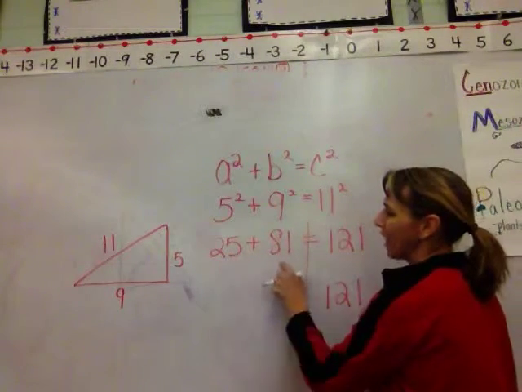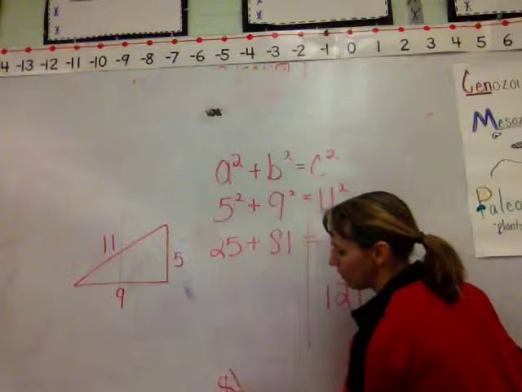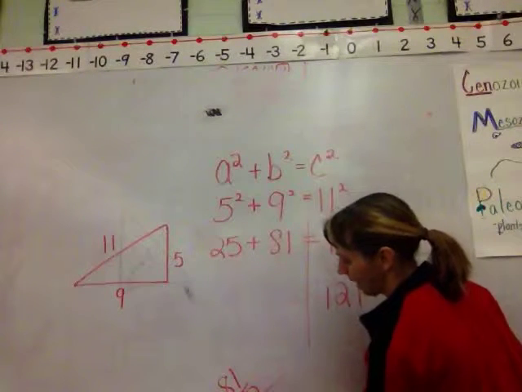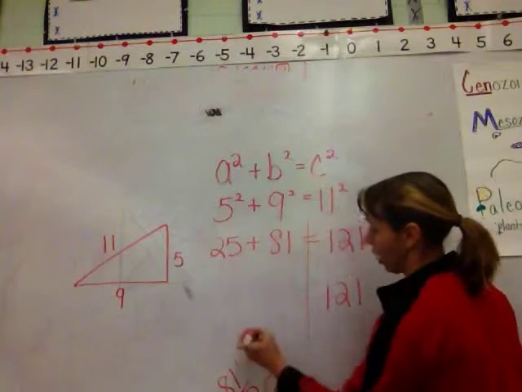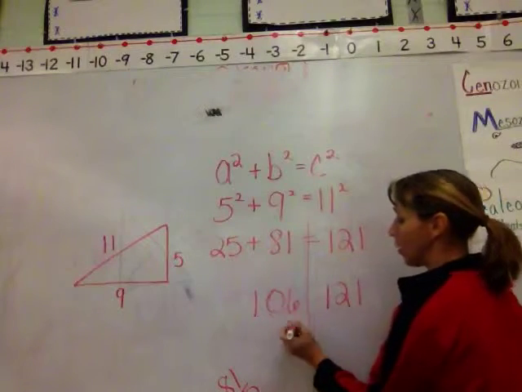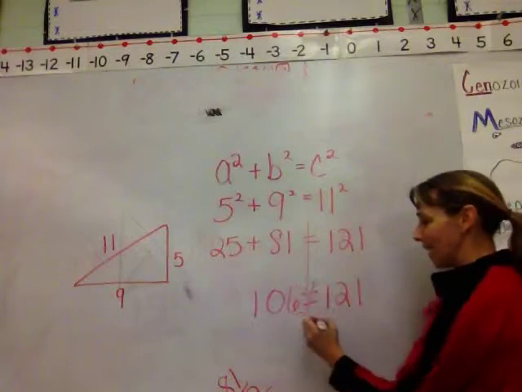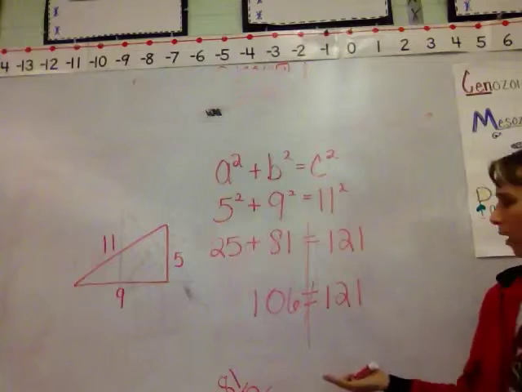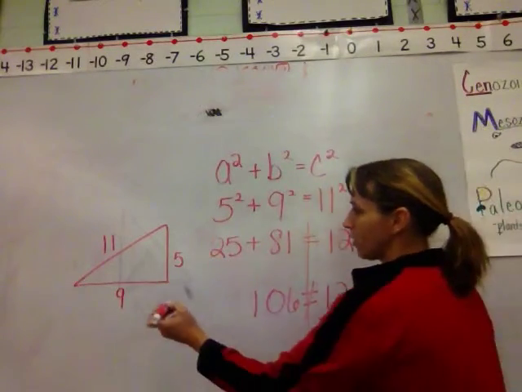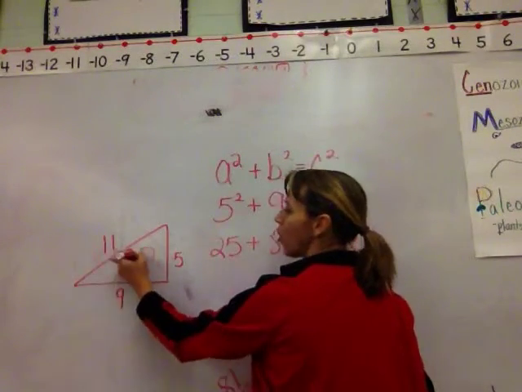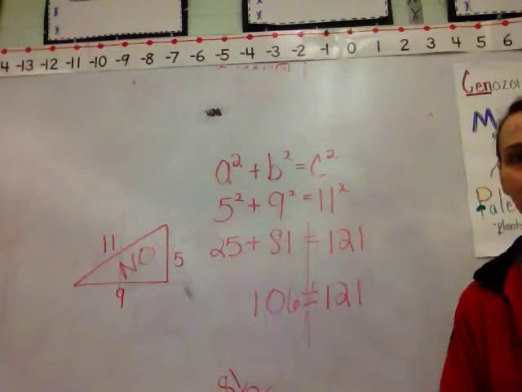So when we add together 81 and 25, you can do that in your calculator or by hand, I am getting 106. And I know 106 is not equal to 121, so my answer is a big fat no. This is not a right triangle.